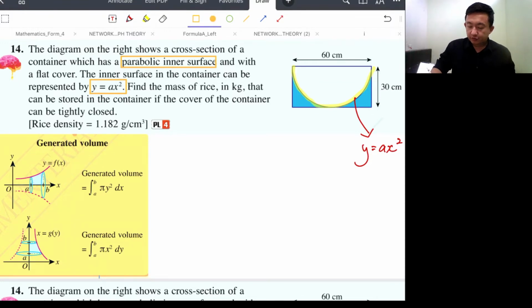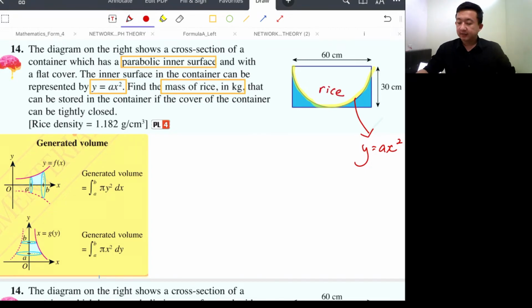Our objective is to find the mass of the rice in kg. This is where you store the rice in the container, and this is the cross-section. The objective is to find the mass of the rice that can be stored in the container if the cover of the container can be tightly closed. So is there any idea? How do we find the mass of the rice?